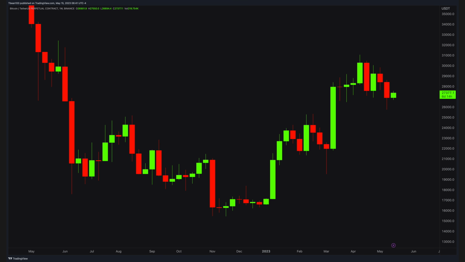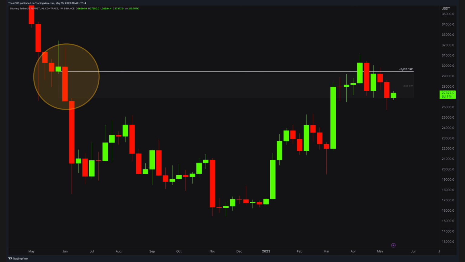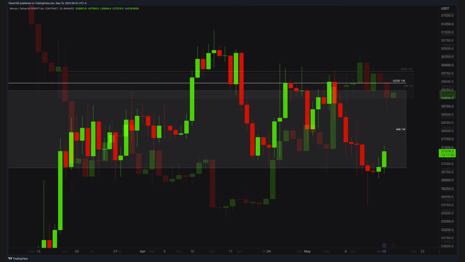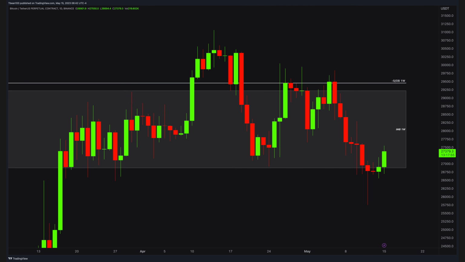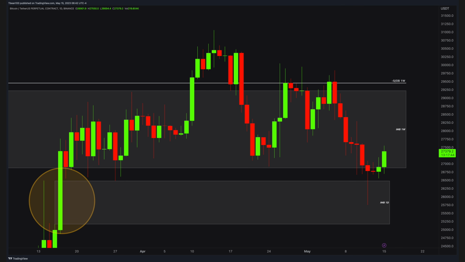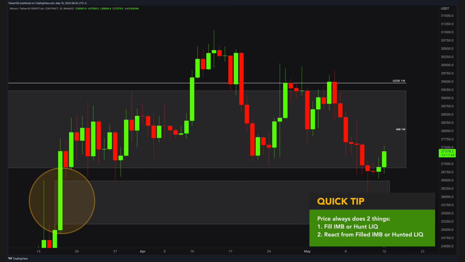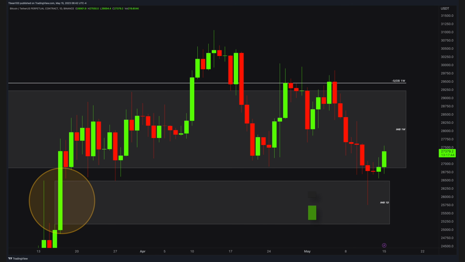Let's start with a top-down analysis of my last trade. As you remember on this weekly chart, the price is at the moment reacting to this weekly imbalance and the order block. When we switch to the one-day chart, you can see that the order block pushed the price down, but down to where? Obviously, this major daily imbalance. Remember, price always seeks to fill imbalances and hunt the liquidity. Then the price always reacts to imbalances or hunted liquidity as well.